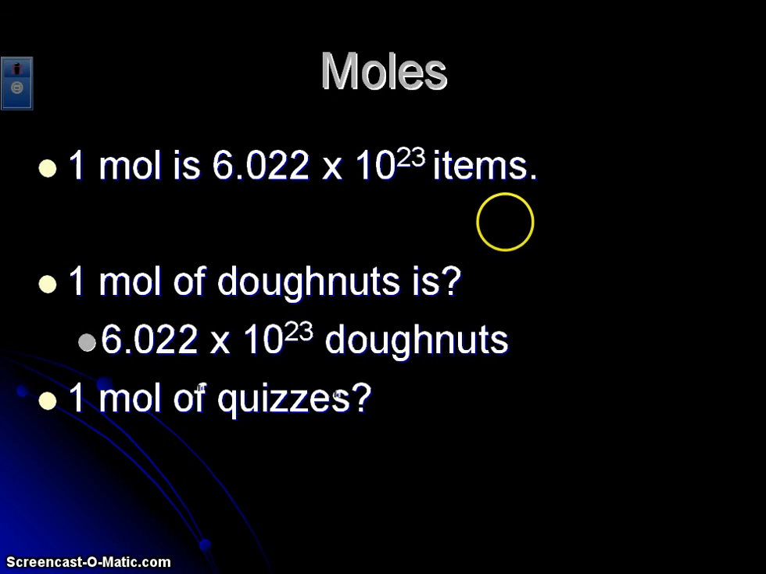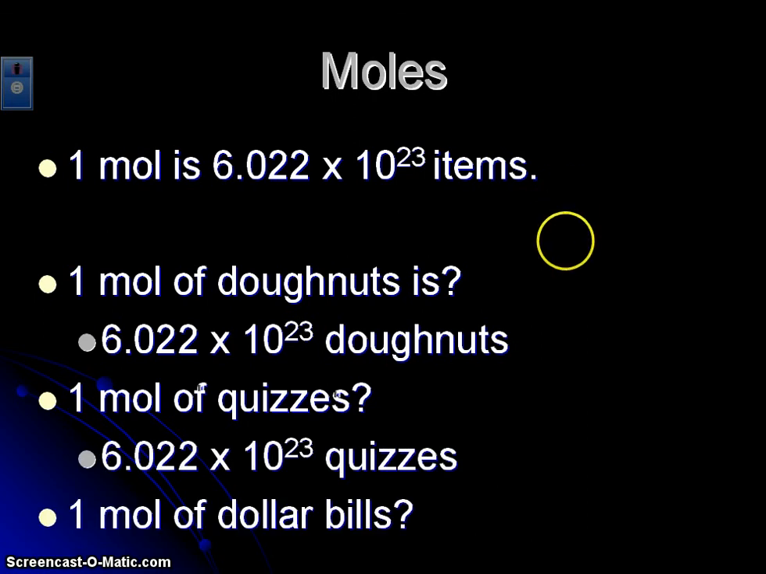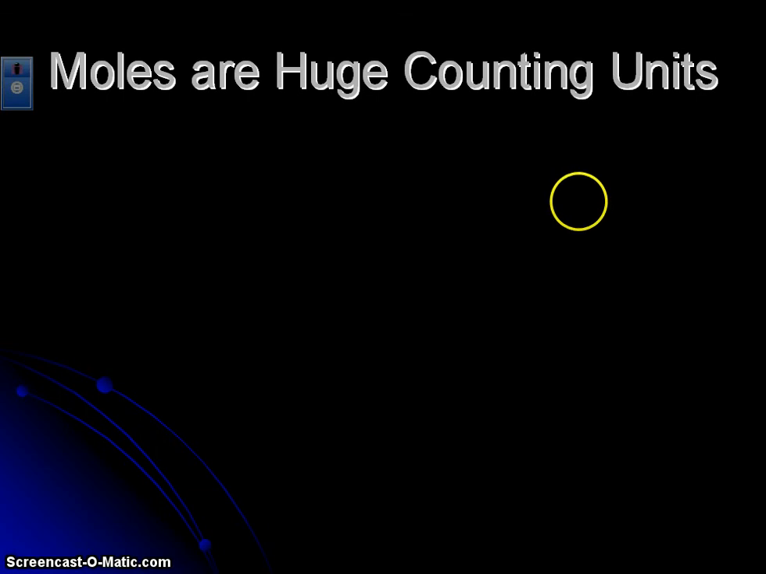A mole of quizzes, I know you think I give that many in a year, but it would be 6.022 times 10 to the 23rd quizzes. A mole of dollar bills, I think by now you know, it's 6.022 times 10 to the 23rd dollar bills. Anything you can think of, 1 mole is 6.022 times 10 to the 23rd. So moles are really huge counting units that we use to tell how many molecules or atoms are in a mole.